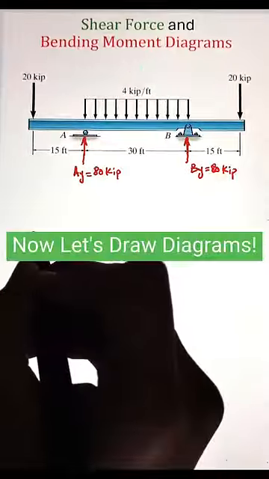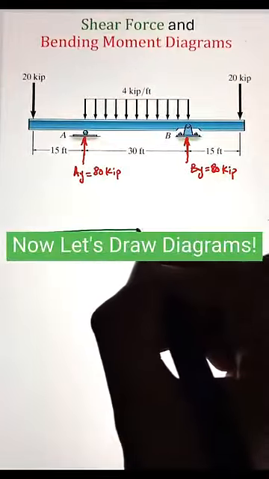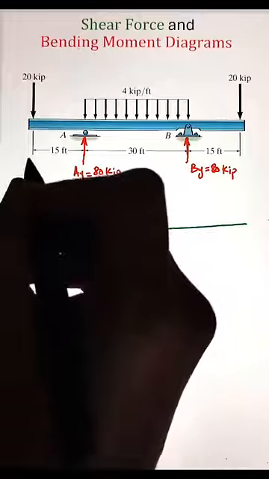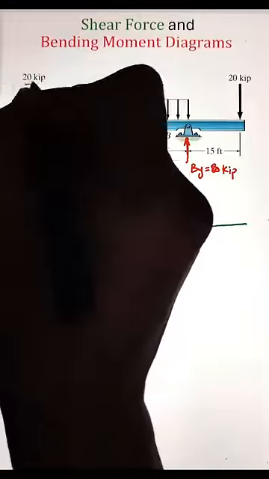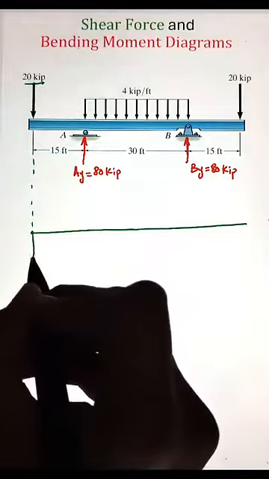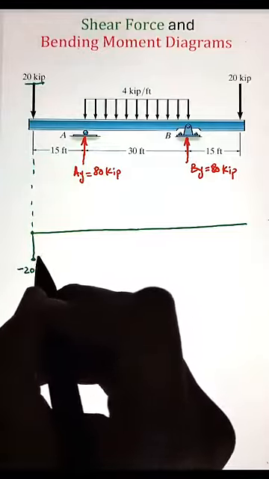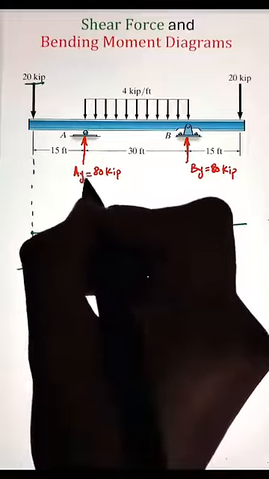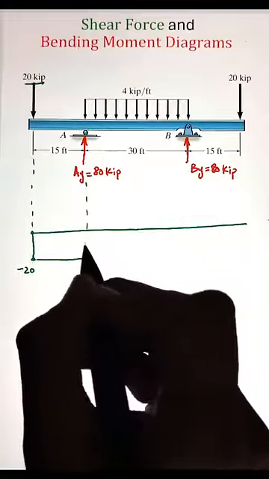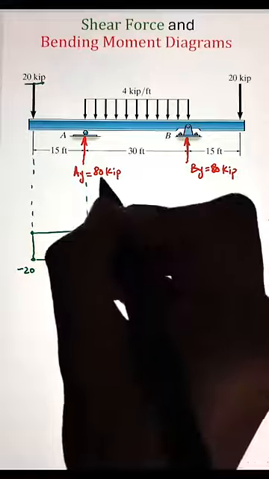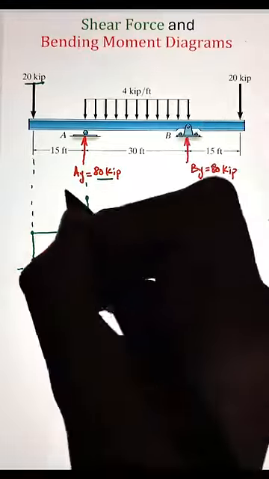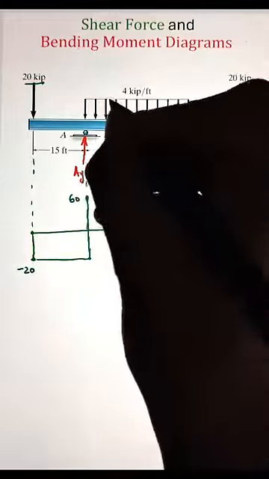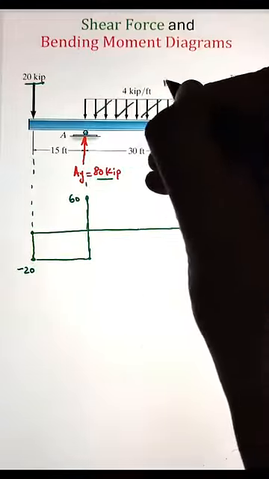To draw the shear force diagram, we can utilize the loads acting on the beam. To start, we have a 20 kilopound load acting vertically downward that will cause a jump down from 0 to negative 20 on the shear force diagram. Next, we have a support reaction of 80 kilopounds that will cause a jump up from negative 20 to 60 kilopounds. After that, we have a distributed loading acting vertically downward. The area under the distributed loading is 120, meaning that from 60, 120 is subtracted. That makes our value on the shear force diagram negative 60 at point B.